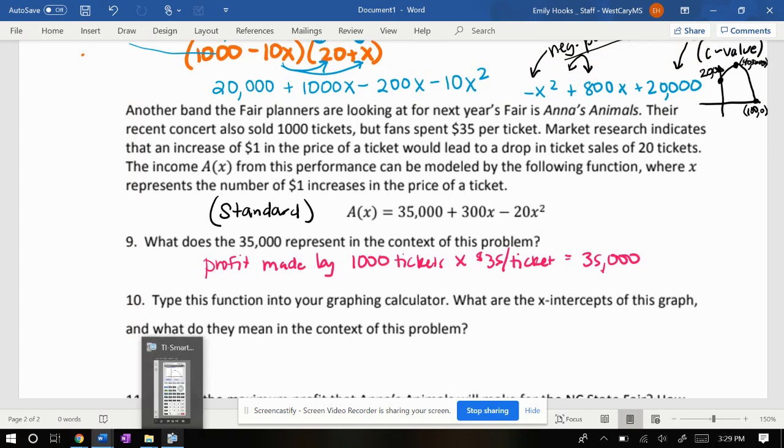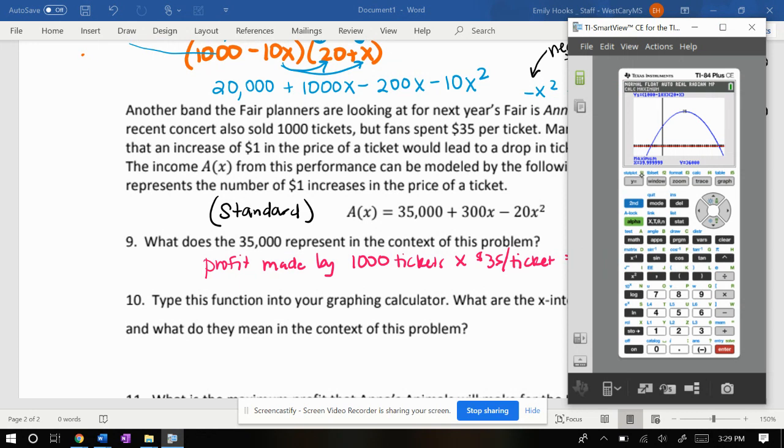So let me open up my graphing calculator and go to y equals. We're going to clear and clear. Then I'm going to type in 35,000 plus 300x minus 20x squared. All right, we're going to graph it. Maybe the window works from the last one. Maybe we need to make it bigger or smaller, so we'll see. Okay, perfect. It works just fine.